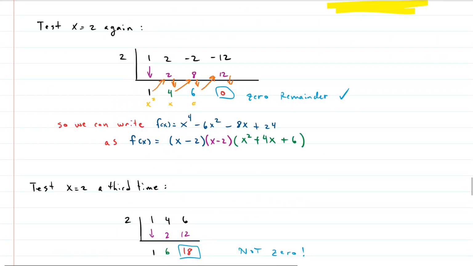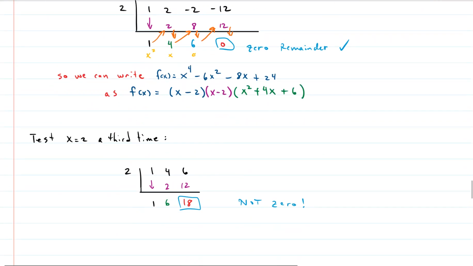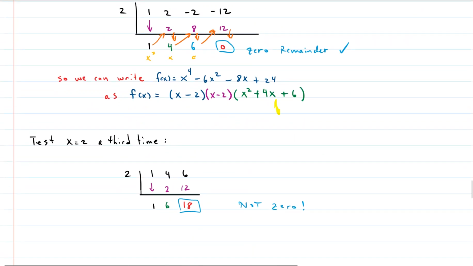Fantastic. Now, what we have left is a quadratic. Interesting. So we verified that x equals 2 two times. And so we know this root has multiplicity of at least 2. But does it have 4? Or do we have 2 imaginary roots? Well, I guess we could just throw what's left in the quadratic formula and come out with the other 2 roots. But we could also verify quickly.